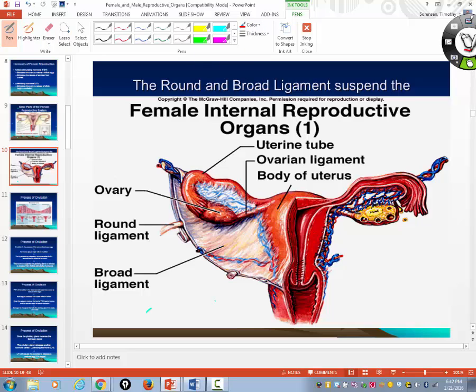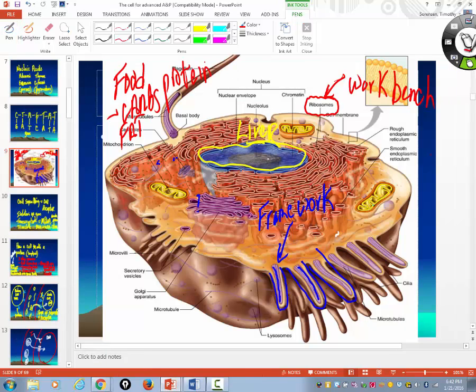All right, so we got this, yes? Cilia. All right, good. Hang on. All right, microvilli. If you get this right, this will be good. Microvilli, extensions of the cell membrane, and they increase the surface area for absorption.